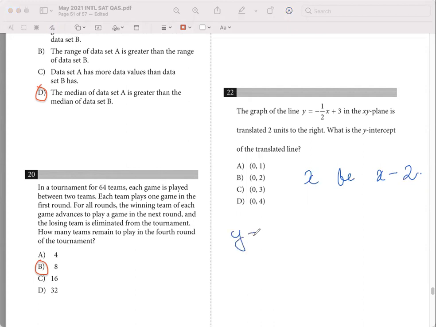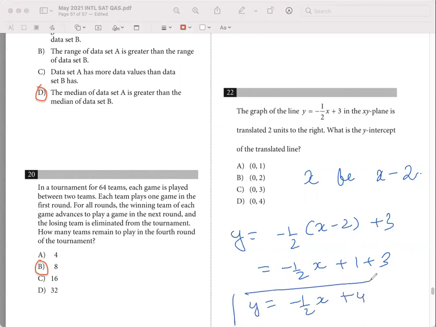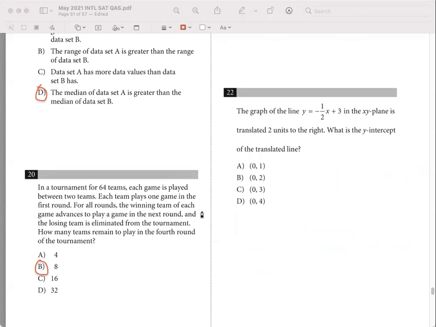So my new equation will be minus half x minus 2 plus 3, which is minus half x plus 1 plus 3, which is minus half x plus 4. So the y-intercept of this new line would be 4. So that's 0, 4, option D. Okay.